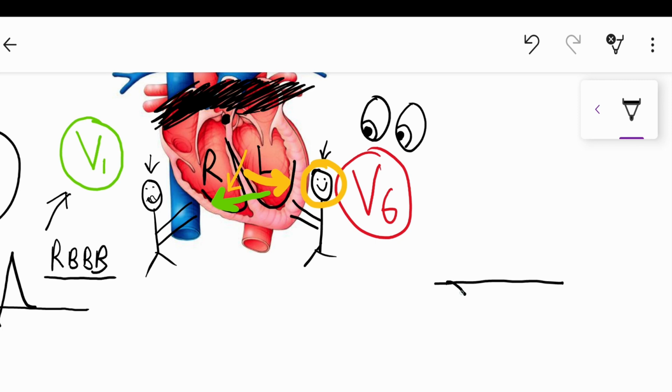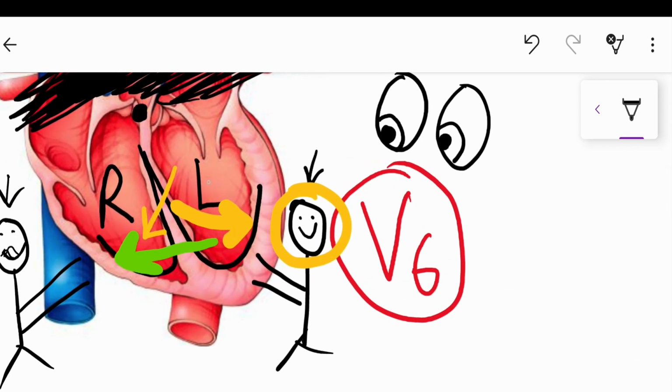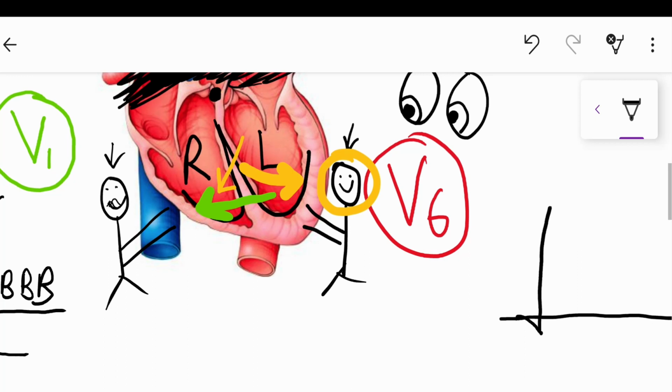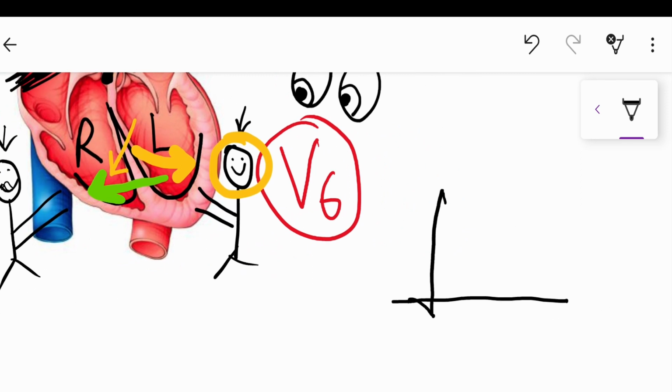Okay. Then what happens? There's a big movement towards V6 as the right one is offline. Right bundle branch block. The right one's offline. The left one gets all of the pie. Positive deflection. Oh, let's make it more steep. Positive deflection. Then the right one comes back online. Alright. He wants the wave back. Alright, give him the wave back.